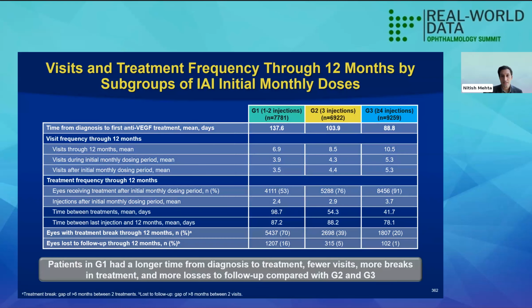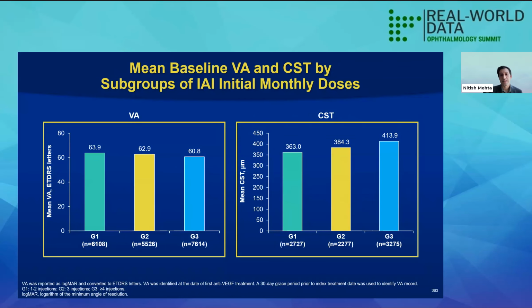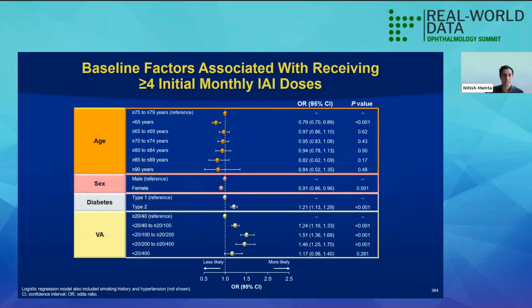But on the other hand, vision tended to be better at baseline in the patients in the lower injection cohort. Conversely, the CST tended to be thicker in the patients that were being treated with 4 or more, suggesting that we may have been a little bit pushier on treatment schedules in eyes with poor vision and worse CST.